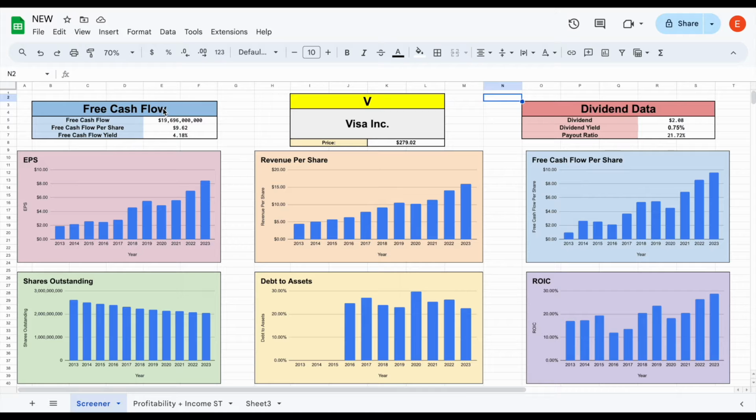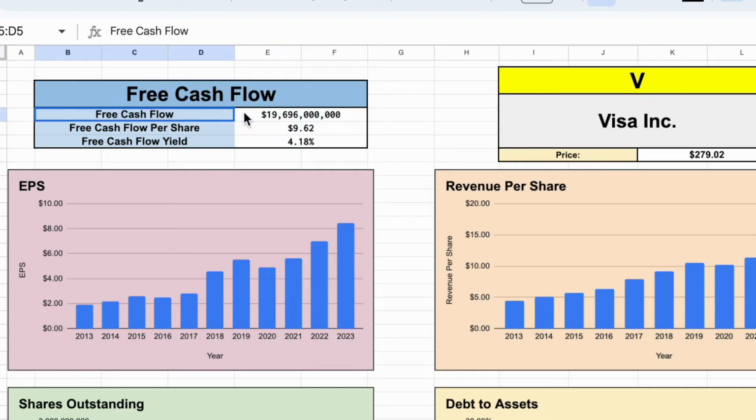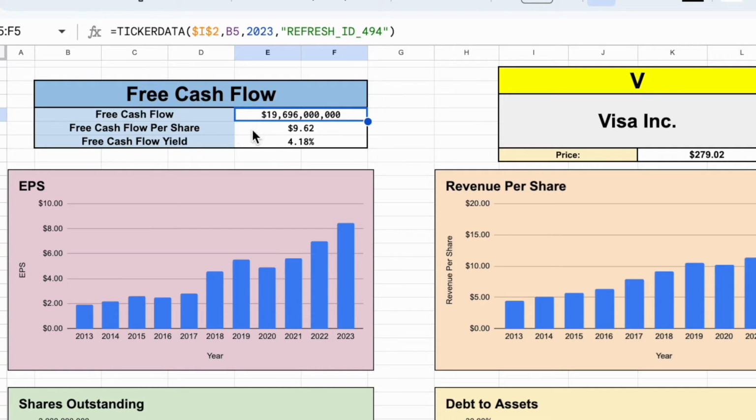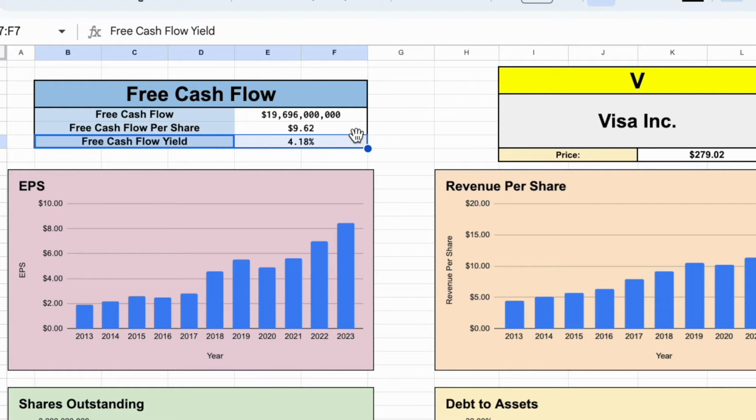For example, we have some free cash flow metrics. We have how much free cash flow the company generated in its most recent year, free cash flow per share in the most recent year, and then we have the free cash flow yield. Now, free cash flow yield isn't something I've talked about a lot in the past, but it's actually a pretty important metric. Essentially, it's the free cash flow per share divided by the market price per share. So it's essentially how much free cash flow you are getting for the price you're paying for the company.